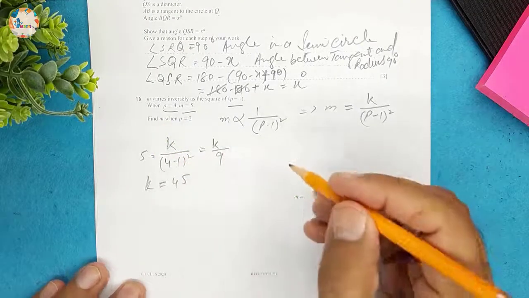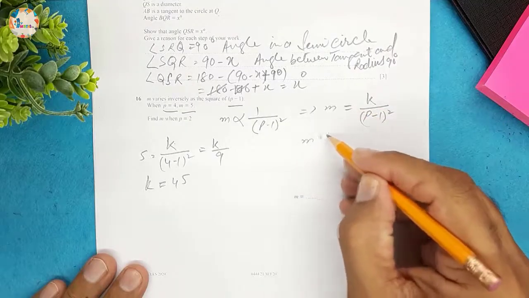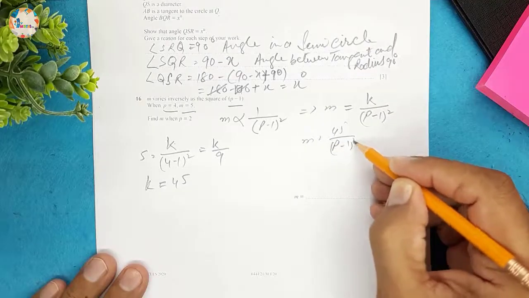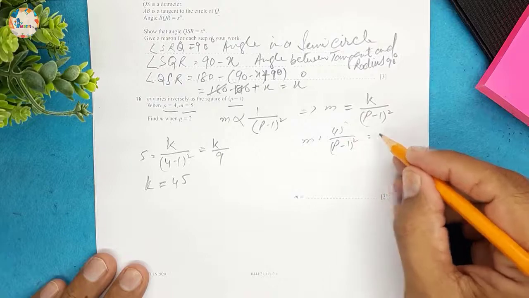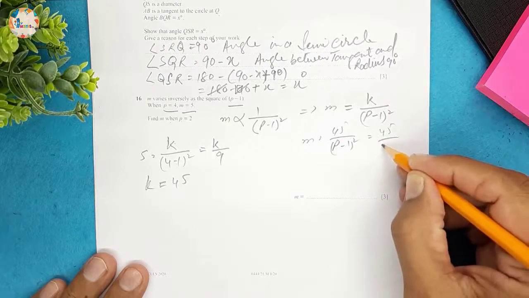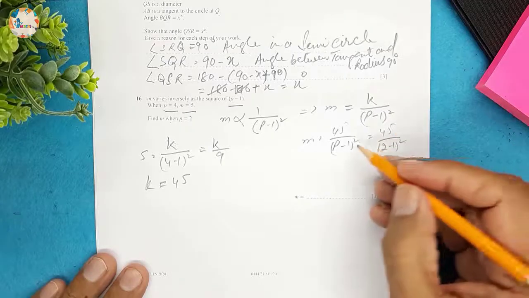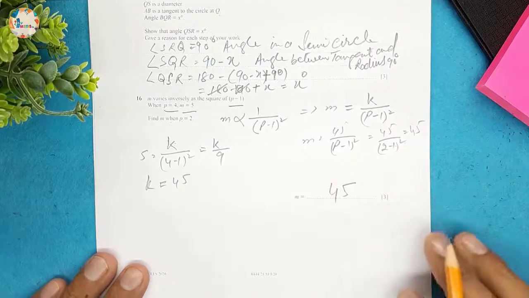So after this one we have to find m when p is equal to 2. So this 45 we will replace in this, we will get m is equal to 45 over (p minus 1) squared. So we have to find m when p is equal to 2. So 45 over (2 minus 1) squared. So 1 squared, so it will be equal to 45. So answer will be 45.